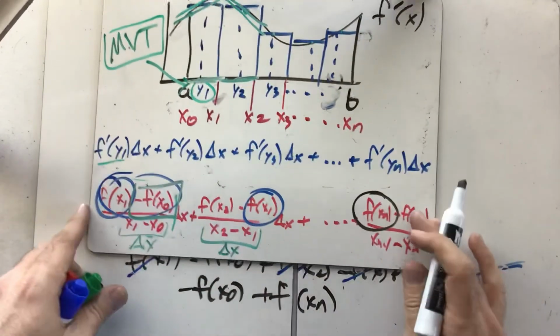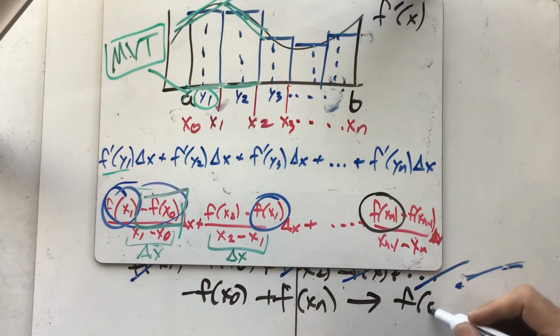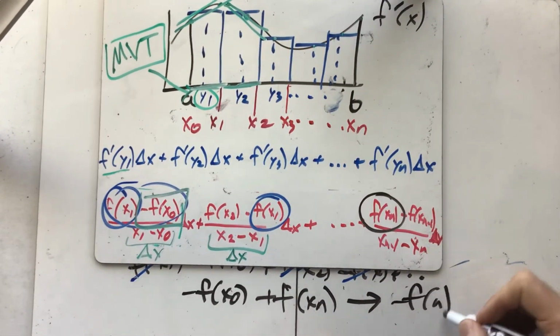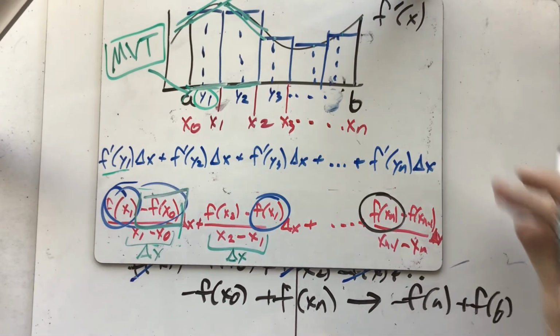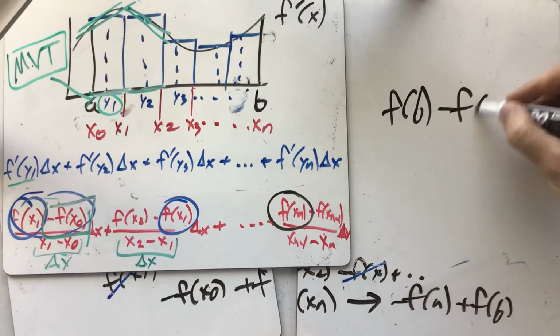Well, what does that mean? Those equations are exactly what we mean by negative f of a plus f of b. Or if I like, I could write it in the traditional form, f of b minus f of a.